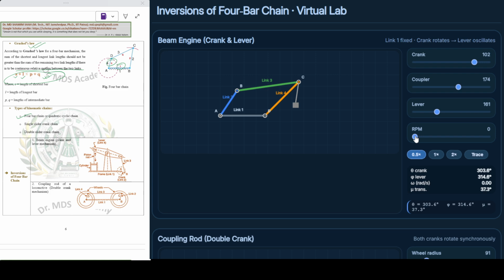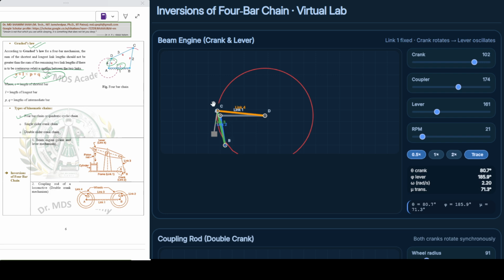RPM is currently 0, so let's increase the RPM. Now it is rotating, and you can increase the speed also. Now make it 0.5x speed. Now the trace: when the mechanism is rotating, what is the output of the mechanism? Output means how the construction of the curve this mechanism is making.